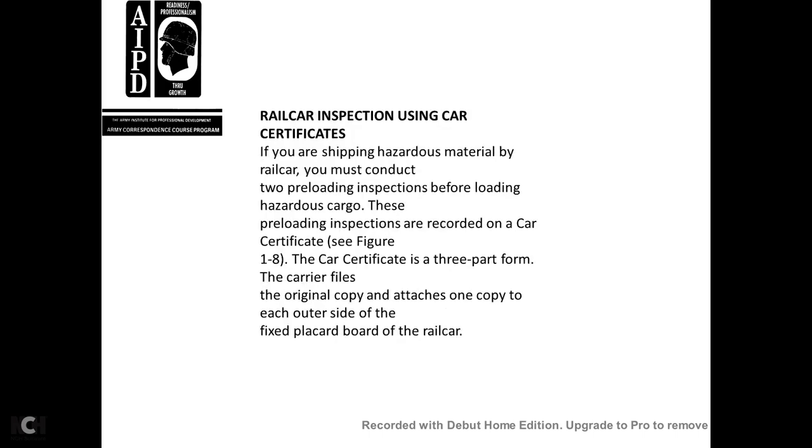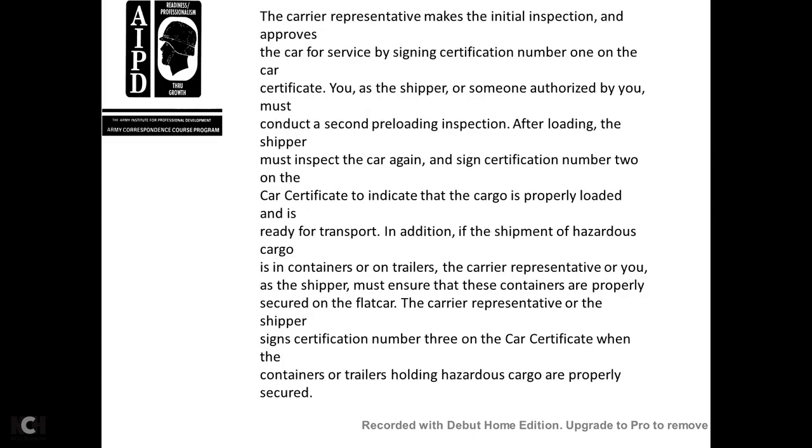Rail car inspection. Even the car with the shipping. If the shipper can have the material with the rail car, they must conduct the preloading inspection before loading the hazardous car, with the preloading inspection recorded on the car certificate. See Figure 1A, the car certificate, a three-part form. The carrier files the original copy and attaches one copy to the outer side of the fixed placard cardboard on the rail car. The carrier represents the making of the initial inspection with proof of the car.